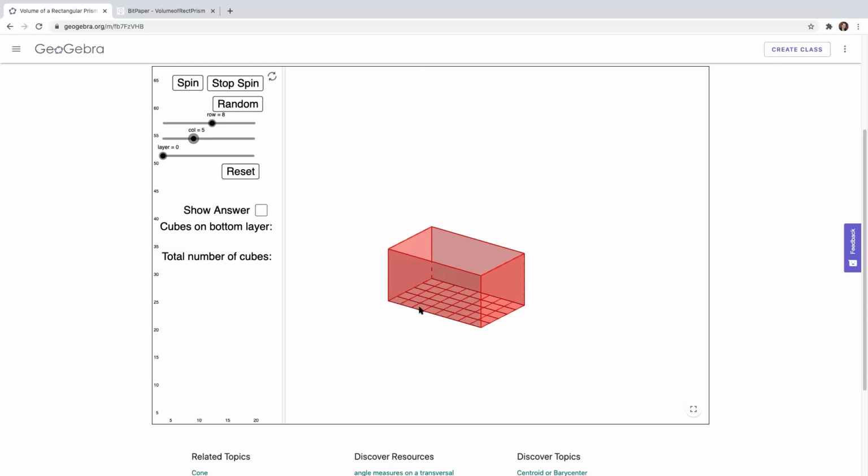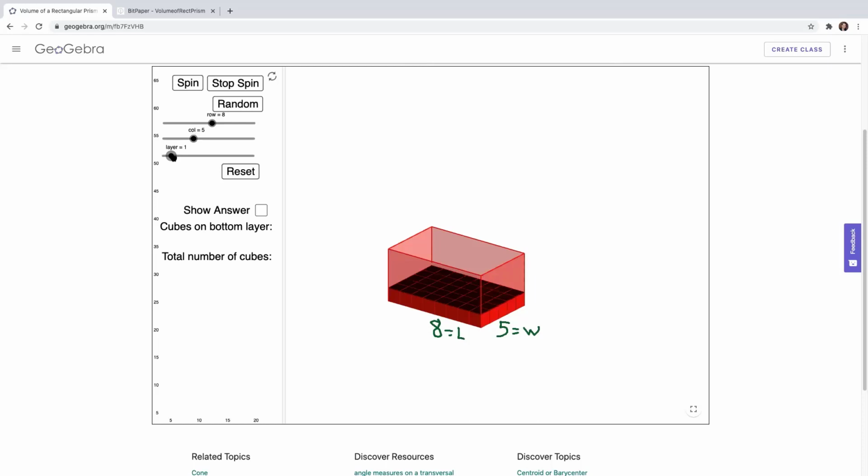And let me find the length and the width of my rectangle. So I have 2, 4, 6, 8 is my length, and 5 is my width. And now I'm gonna go ahead and add some layers. This is going to make it into a three-dimensional rectangle.